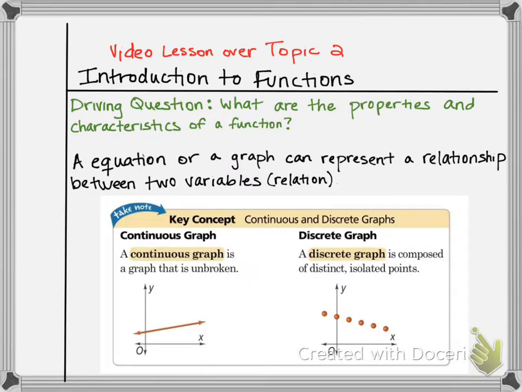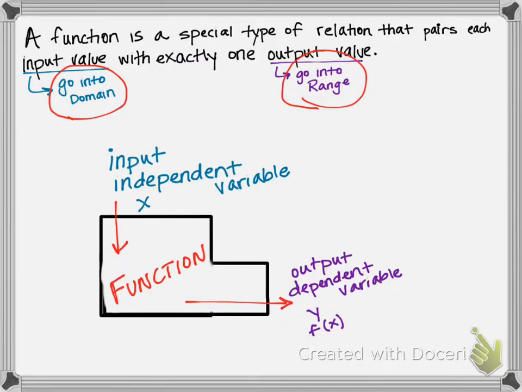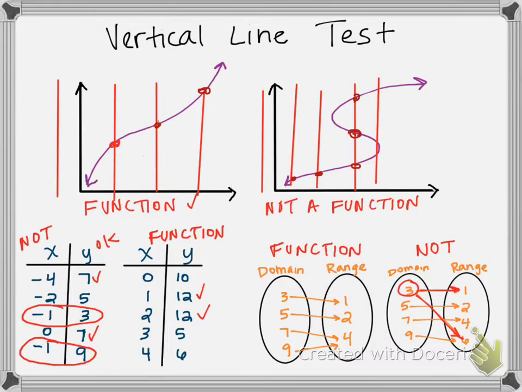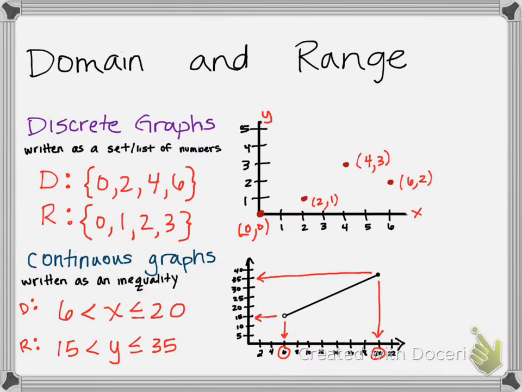So to recap, we talked about graphs being able to be continuous or discrete and what makes a relation. We talked about functions, all the different names for the things that go into the function, and all the different names for the things that come out of the function. We learned how to test for what is and is not a function, because remember, not all relations are functions.